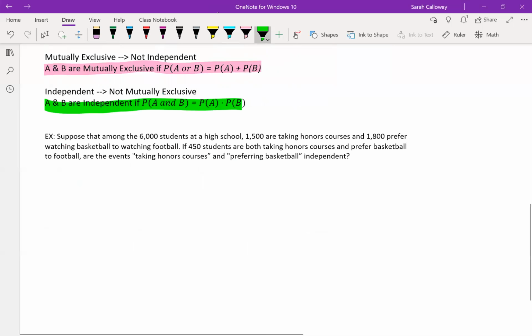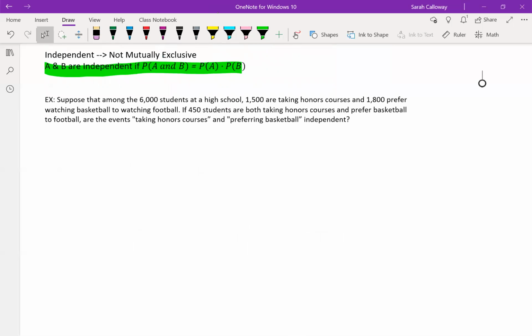So let's look at an example asking us to determine if something's independent. Suppose among the 6,000 students at a high school, 1,500 are taking honors courses. I'm going to call that event A. And 1,800 prefer watching basketball to watching football. I'm going to call that event B. If 450 students are both taking honors courses and prefer basketball to football, are the events taking honors courses and preferring basketball independent?